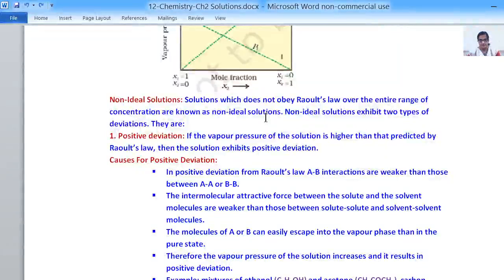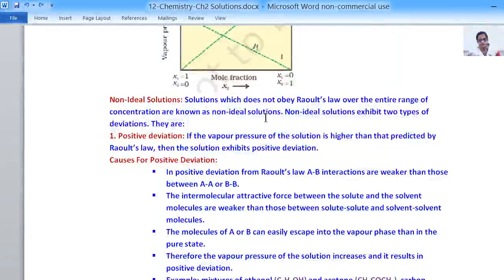Now, in the case of positive deviation from Rolle's law, the third interaction, that is the AB interaction, is weaker than those of AA and BB. So we can say that the intermolecular attractive force between the solute and the solvent, where A is the solute and B is the solvent, is weaker than those between solute-solute and solvent-solvent molecules. That is, AA means solute-solute, BB means solvent-solvent. So AB interaction is weaker, solute-solvent interaction is weak.